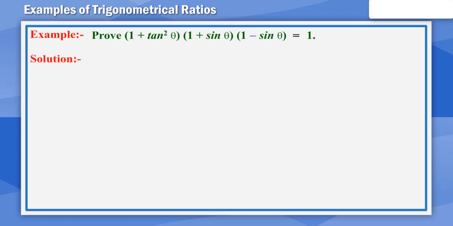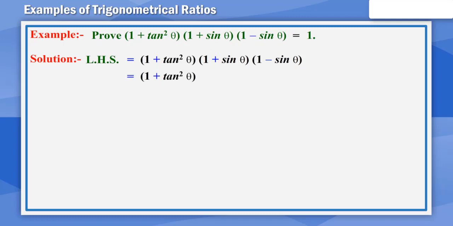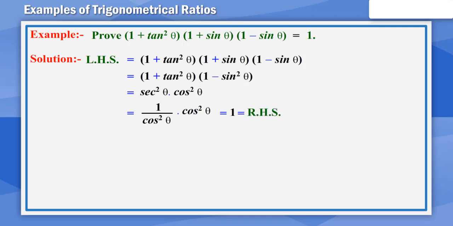Let's solve this. Taking the LHS, (1 plus tan square theta) into (1 plus sine theta) into (1 minus sine theta) is equal to (1 plus tan square theta) into (1 minus sine square theta), as we know that (a plus b) into (a minus b) is equal to a square minus b square. This is equal to, 1 plus tan square theta is sec square theta and 1 minus sine square theta is cos square theta. So in place of sec square theta, we can write 1 by cos square theta, and this is multiplied to cos square theta, this comes as 1, which is equal to our RHS.